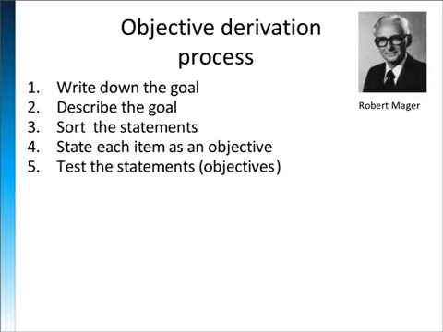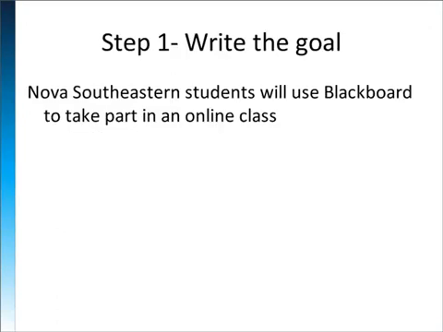So let's use an example to explain this a little better. Here's a rather complicated goal. Nova Southeastern students will use Blackboard to take part in an online class. Okay, now remember that this is not meant to be an objective, this is a goal, so those verbal subcomponents that we discussed earlier are not necessary here as a part of this goal. It's just a goal statement, and not a well written one, but just a goal statement.